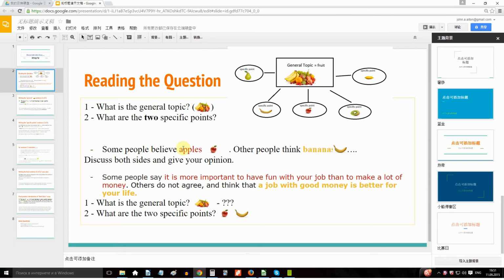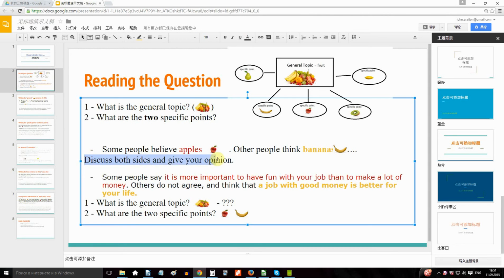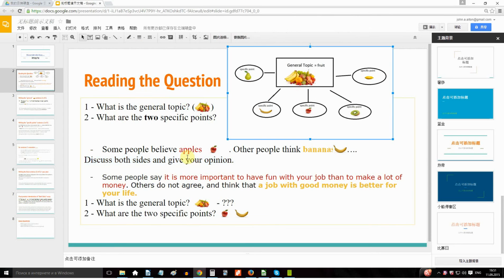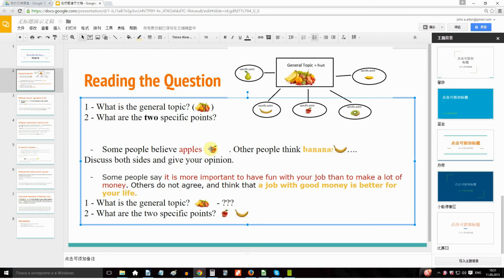Some people believe apples are blah blah blah. Other people think bananas are blah blah blah. Discuss both sides and give your opinion. So here it is. What is the general topic? Here the general topic is fruit. What are the 2 specific points? Apples and bananas.